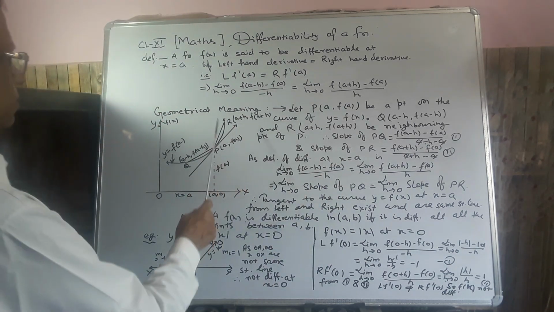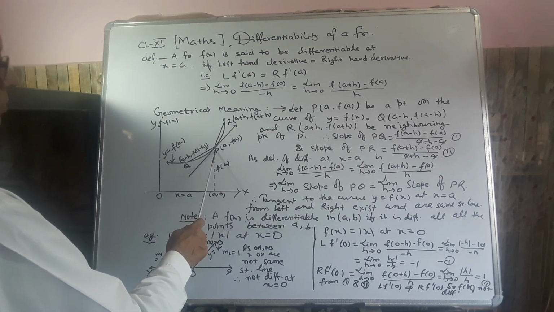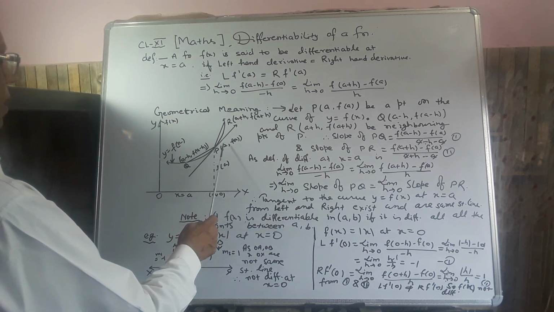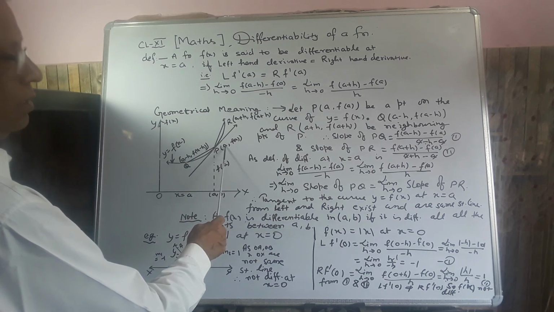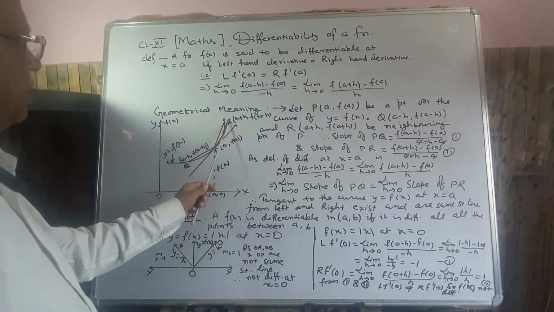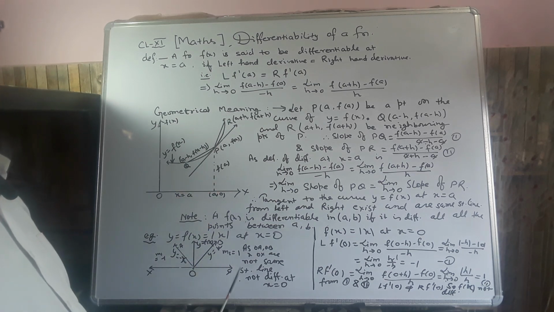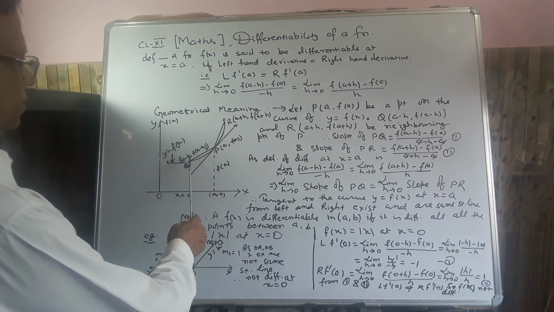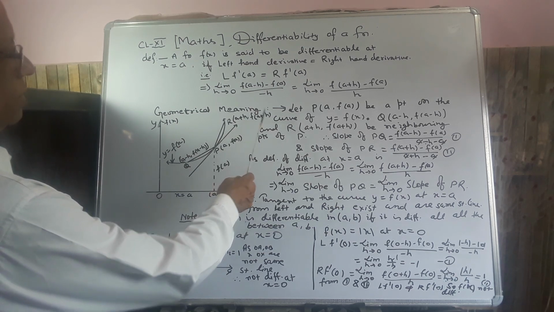Its geometrical meaning is, first of all, take a curve y equal to function of x. Now take a point P with coordinate a, and as the curve is y equal to function of x, when x becomes a, then y becomes function of a. So the coordinates of point P are a and function of a. Similarly, take 2 points Q and R, Q from the left of P and R from the right of P, neighborhood points. So Q is written as a minus h, comma function of a minus h, and R is written as a plus h, comma function of a plus h.